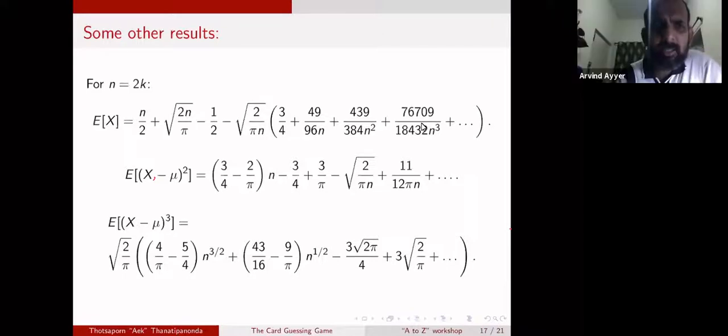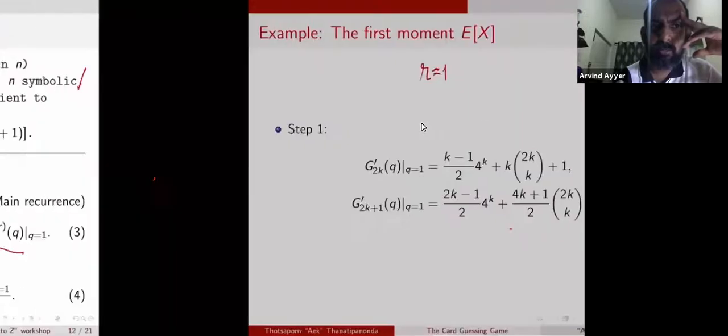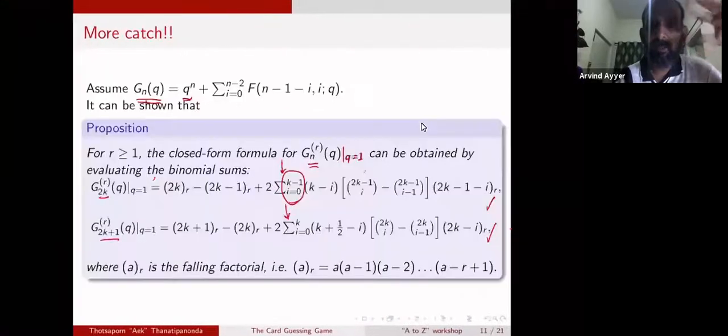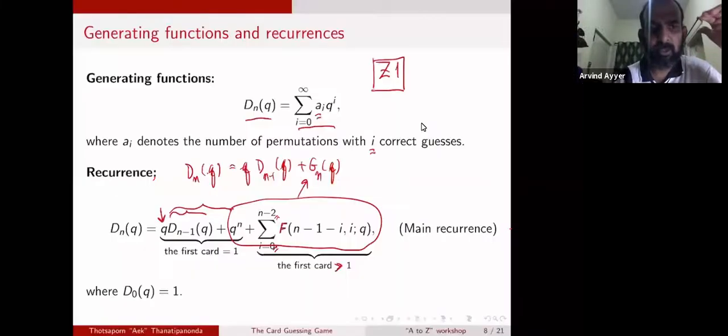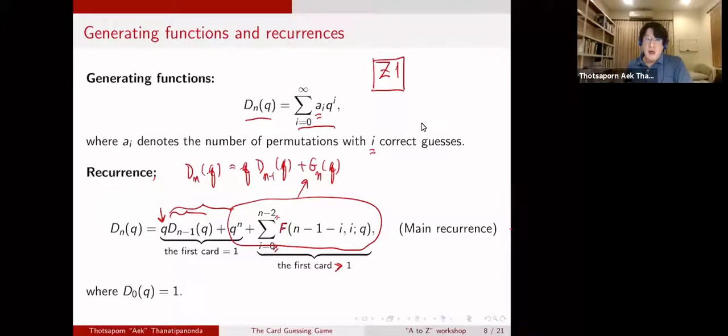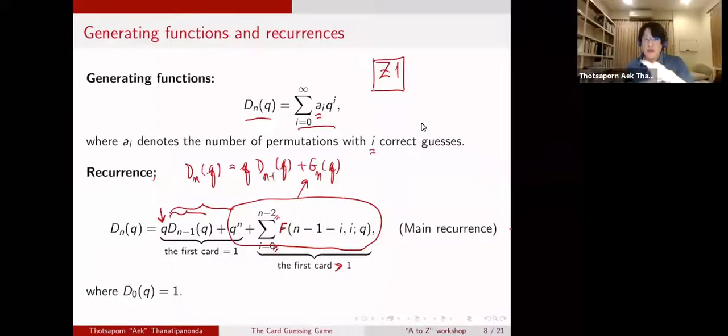I had a question. Something is bothering me about your generating function. I thought your generating function just counts the number of correct guesses, according to the position. So you have n decks, right? And for each deck you count how many correct guesses you have, but you also need to know the probability of every deck.